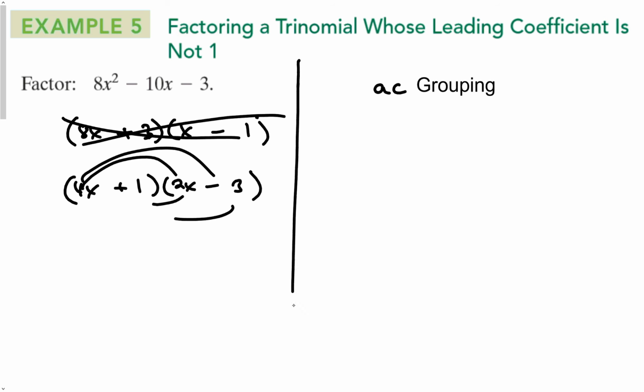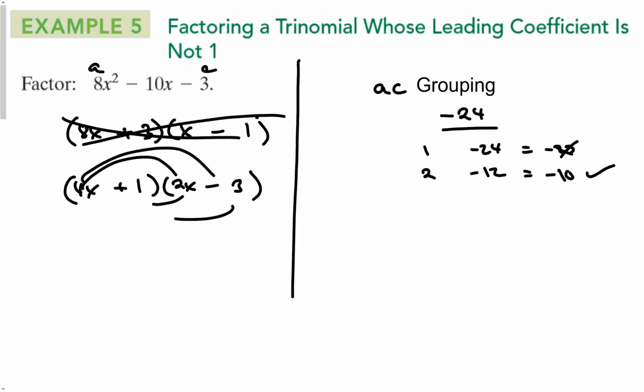Okay? Let's try AC grouping. That's A, that's C. 8 times 3 is negative 24. So let's find the factors of negative 24 that combine to give me negative 10. One has to be positive, one has to be negative. I want the sum to be negative, so I want the bigger number to be negative. Add those together, I get negative 23. No good. I'm looking for negative 10. 2 and negative 12 is a negative 10.